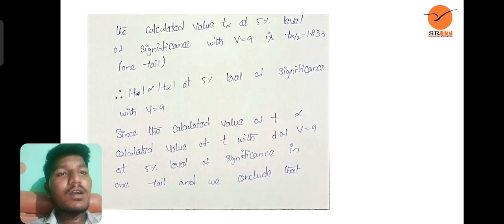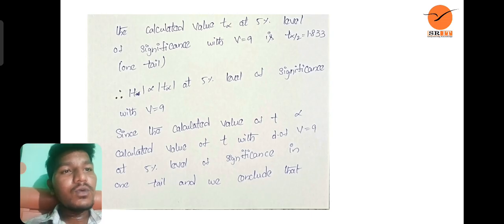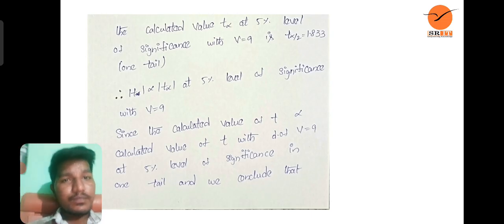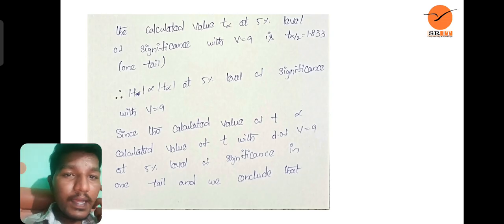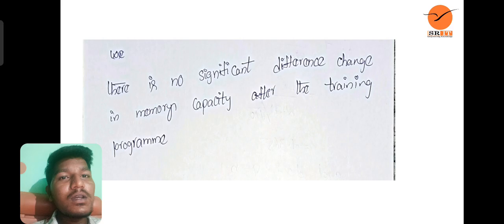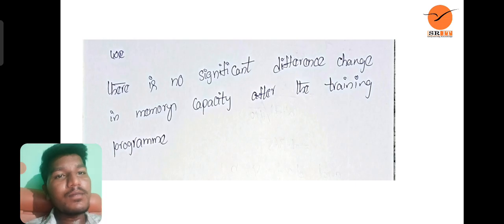The tabulated value of T alpha at the 5% level of significance with degrees of freedom equal to 9, one tail, is 1.833. Since the calculated value of T is less than the tabulated value T alpha at 5% level of significance in one tail, we conclude that there is no significant change in memory capacity after the training program.